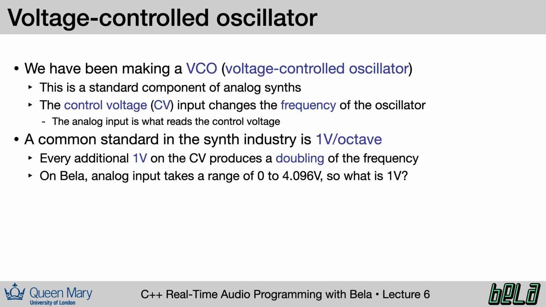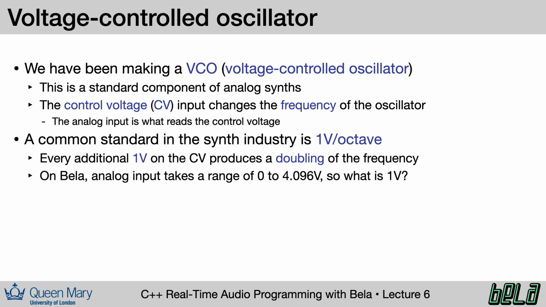Let's now apply this to a different example. In the previous lectures, we've been making a voltage-controlled oscillator, or VCO for short. This is one of the standard and fundamental components of analog synthesizers. A VCO takes as an input a control voltage, or CV. This is just an electrical signal which tells the VCO what frequency to oscillate at.